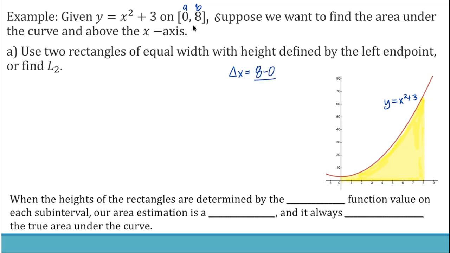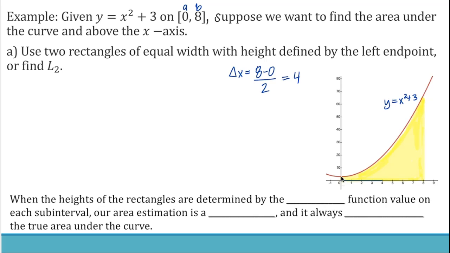So we're going to have 8 minus 0 divided by n, which is the number of rectangles. So in part A, the number of rectangles is 2. So 8 minus 0 over 2 is 4. The width of each rectangle is 4. So my first rectangle's width is going to extend from 0 to 4 on the x-axis. And now we're told that the height is defined by the left endpoint. So the left side of this interval is at x equals 0.